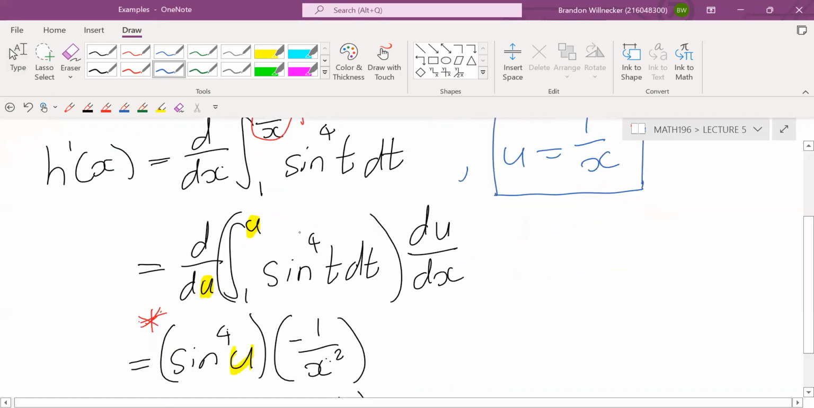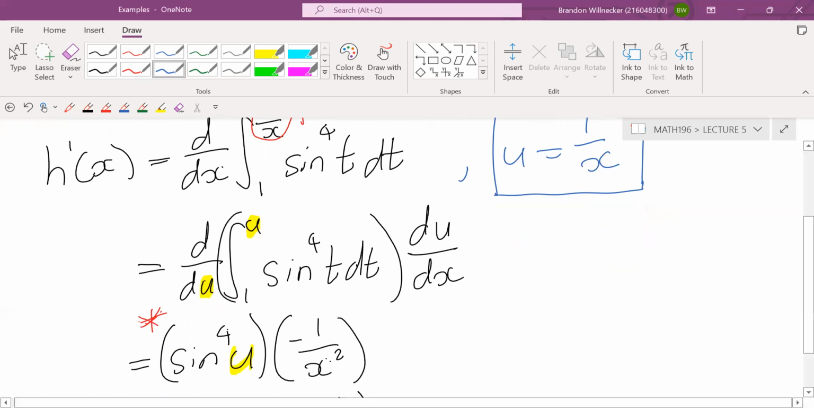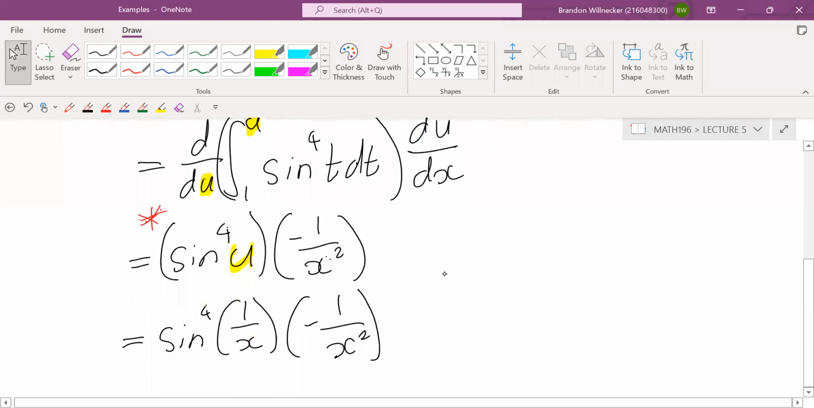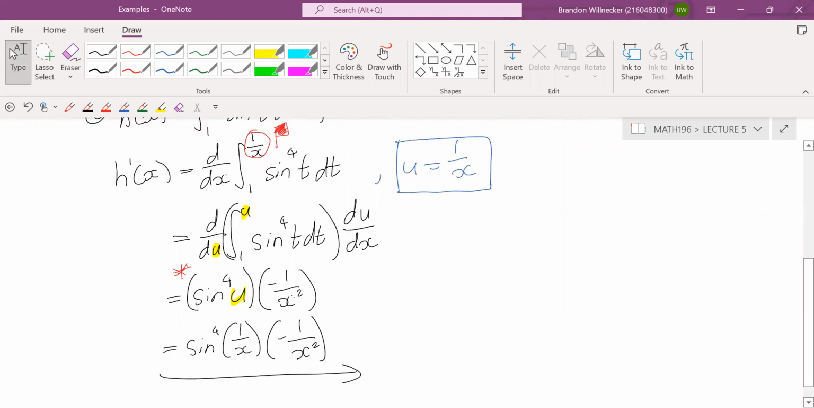So the first part, the d by du, that's fine to do now because we use the fundamental theorem of calculus part 1. d by du and the integral from 1 to u, that's going to cancel out, and we're just left with the function evaluated at the upper bound, in this case, u. And then du by dx, that's also easy to do because u is 1 over x, so the derivative becomes minus 1 over x squared. Now remember, that is just an intermediate step. We can't have u variables and x variables. That doesn't work. So we replace all of the u variables with 1 over x, and everything is then nice and sorted out.